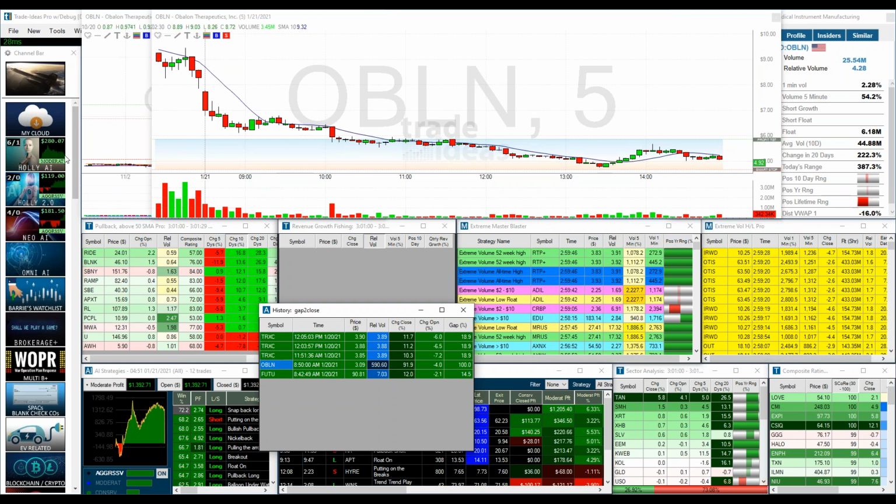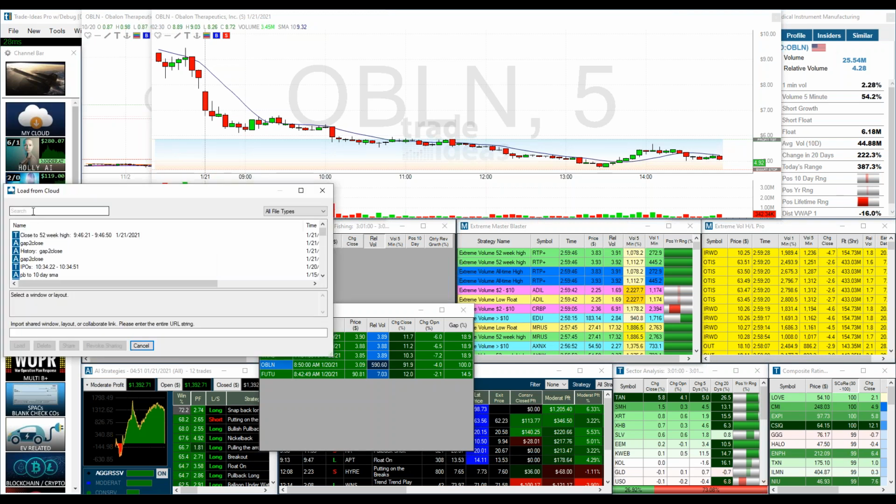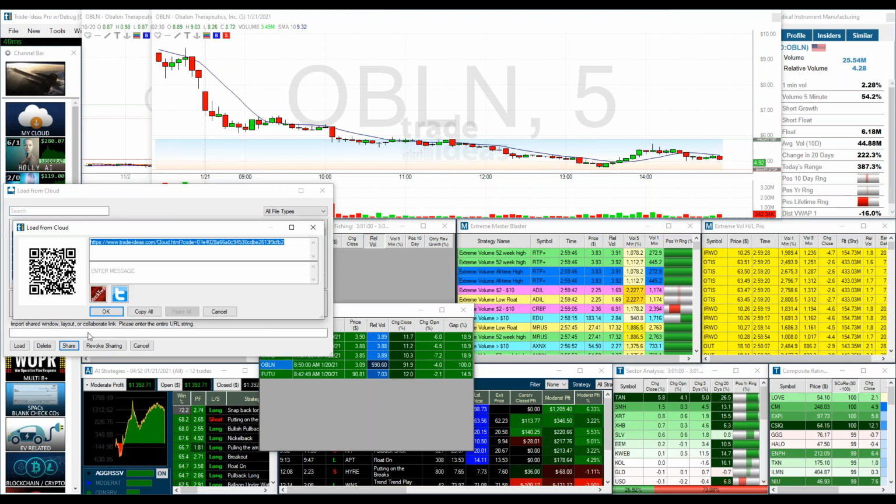All right, let me share it with you guys. Even if you don't want to use something like this, which is fine, I understand, take a look at it and see how you can use these position and ranges and these gaps and change from close. You can get real creative with our filters.